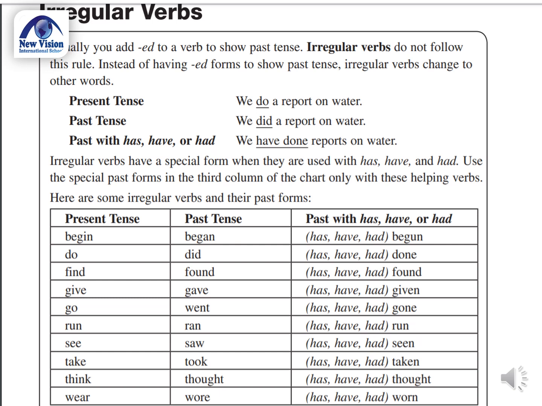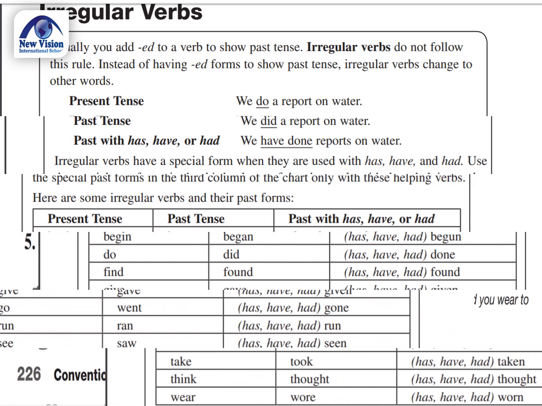Here are some irregular verbs and their past forms. Present tense, begin. Past tense, began. Past with has, have or had, begun. So it will be begin, began, begun. Do, did, done. Find, found, found. Give, gave, given. Go, went, gone. Run, ran, run. See, saw, seen. Take, took, taken. Think, thought, thought. Wear, wore, worn.